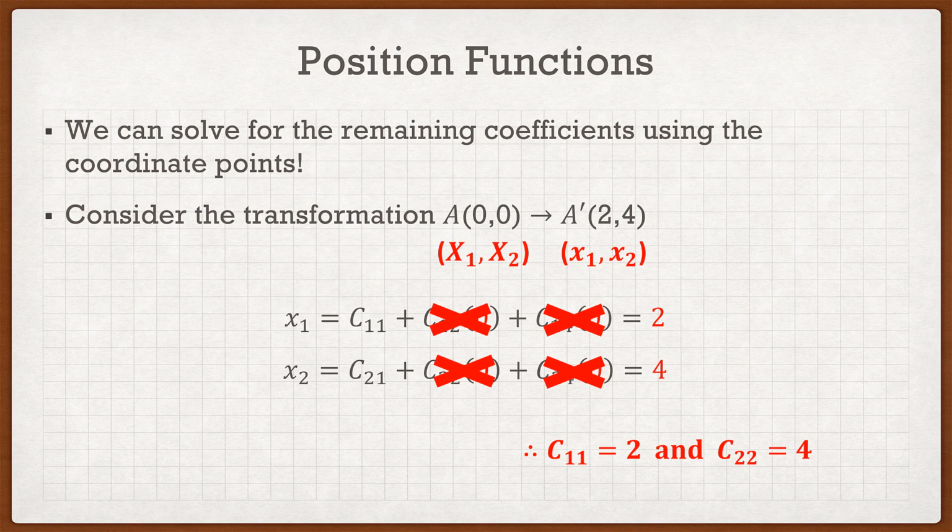However, if I pick the coordinate point 0, 1, then I can see there's a 0 in there, so all my x1s are going to cancel. So that's why we use these coordinate points, and more specifically, the coordinate points that contain zeros, to start solving for these coefficients. So this is how you find the position functions.